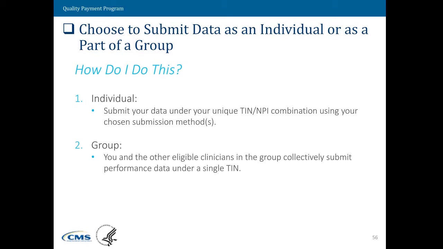You can participate as an individual, meaning that you as a clinician would report information under your unique National Provider Identifier, or NPI, combined with your tax identification number, or TIN. So using this combination, we can identify you as an individual participant in MIPS. Alternatively, if you and at least one other clinician in the group would like to participate as a group, we would take a look at your data under the single tax identification number to which you and your fellow clinicians have reassigned your billing rights.